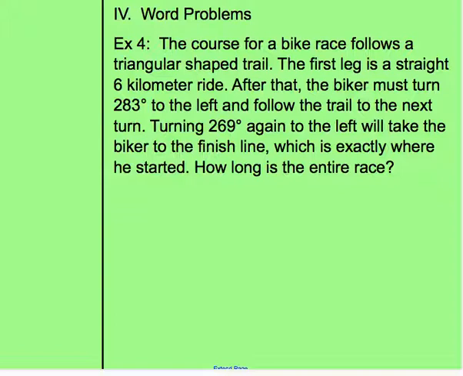And our last example, we've got this fun word problem. All right, so we're starting out on a bike ride. We've got a triangular shaped trail, funny enough. The first leg is a 6-kilometer ride. And then it says the biker turns 283 degrees to the left and keeps biking.